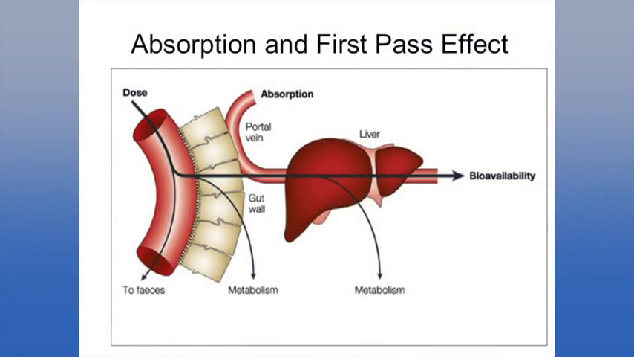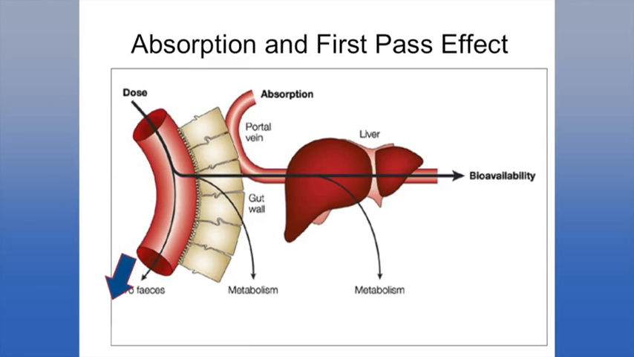Looking at first pass effect more closely. First pass effect is a very, very important principle in pharmacology. So on the left here we have the dose of the drug. It is swallowed by the patient, and we can see that the drug travels down the GI tract reflected by this orange tube here. Some of the drug is going to be excreted in the feces through the rectum.